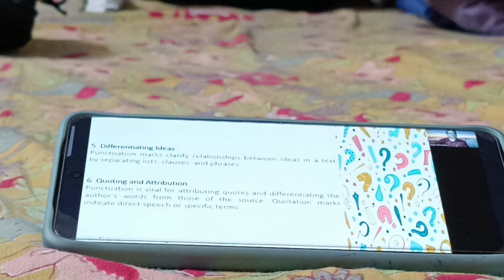Quoting and attribution. So when to use quotation marks, when not to use quotation marks, those are important because if you're giving credits, or if you want emphasis to be on a particular sentence, that is where you use single quotes or double quotes. It differs based on the matter that you're drafting.